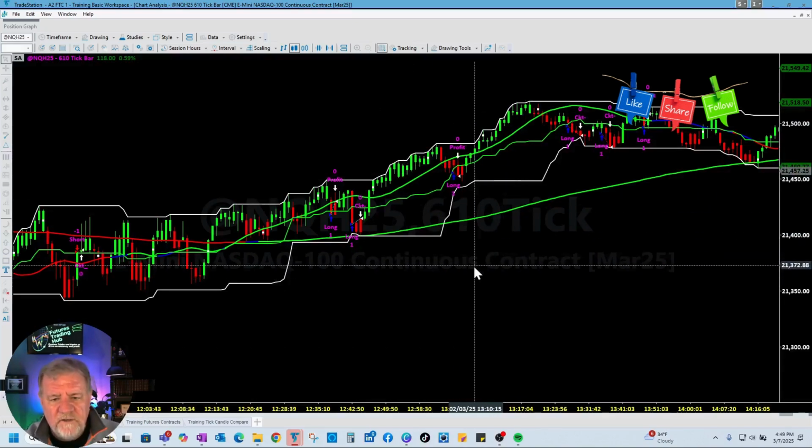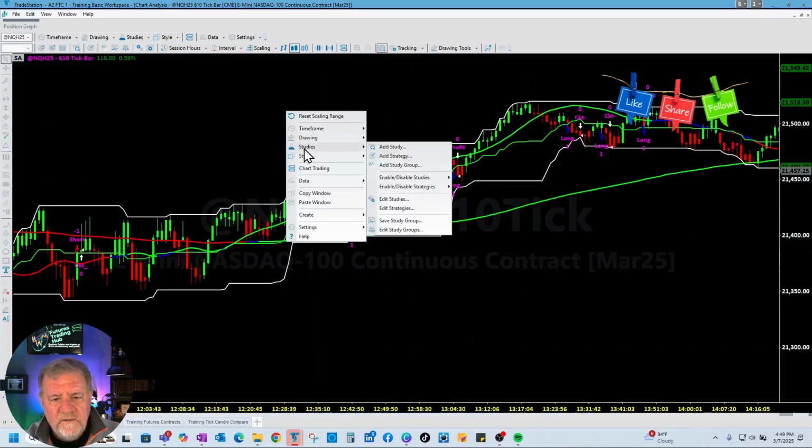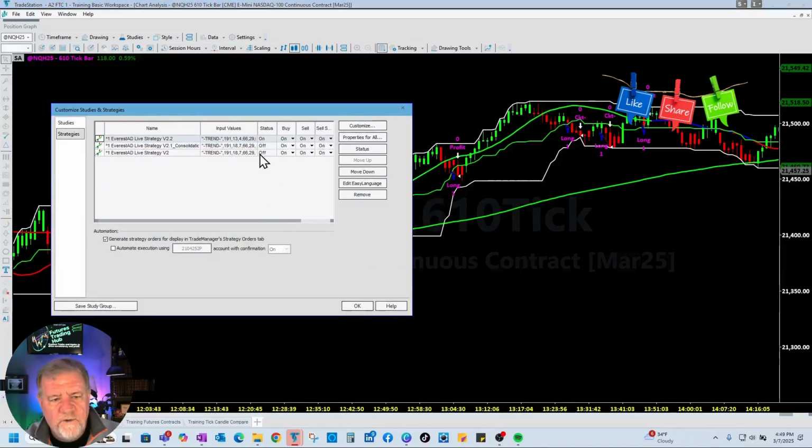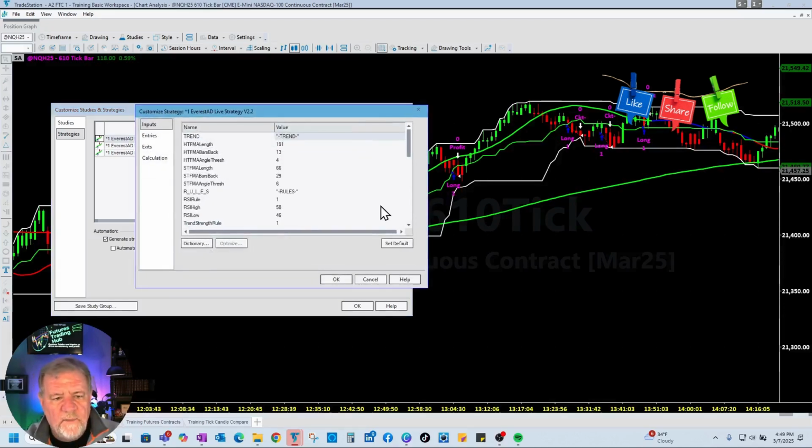Now, optimization, first of all, you get to strategies by going to studies and then edit strategy. The strategy's already been installed. There's 3 of them, but there's only 1 that's on. So what we do is look at the parameters that are customizable each week. We go into customize, and then here we have the name of the parameter, and then we have the value of that parameter.